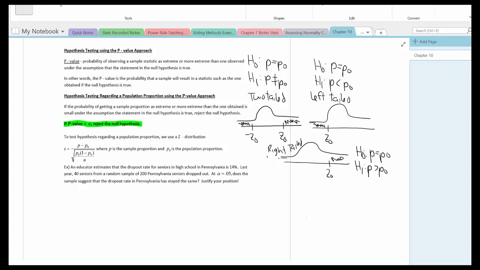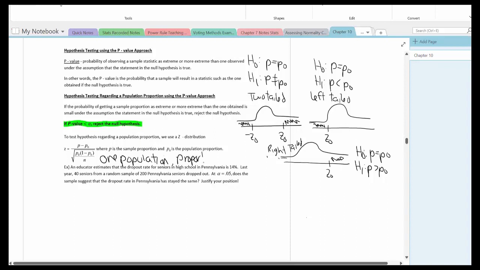Okay, let's take a look at an example. An educator estimates the dropout rate for seniors in high school in PA is 14%. Last year, 40 seniors from a random sample of 200 Pennsylvania seniors dropped out. At alpha equal to 0.05, does the sample suggest that the dropout rate in PA has stayed the same? Justify your position. Okay, so what do we have? We have one population. We have a proportion. And it's a hypothesis test. And we have a feeling it's a hypothesis test because the alpha is equal to 0.05.